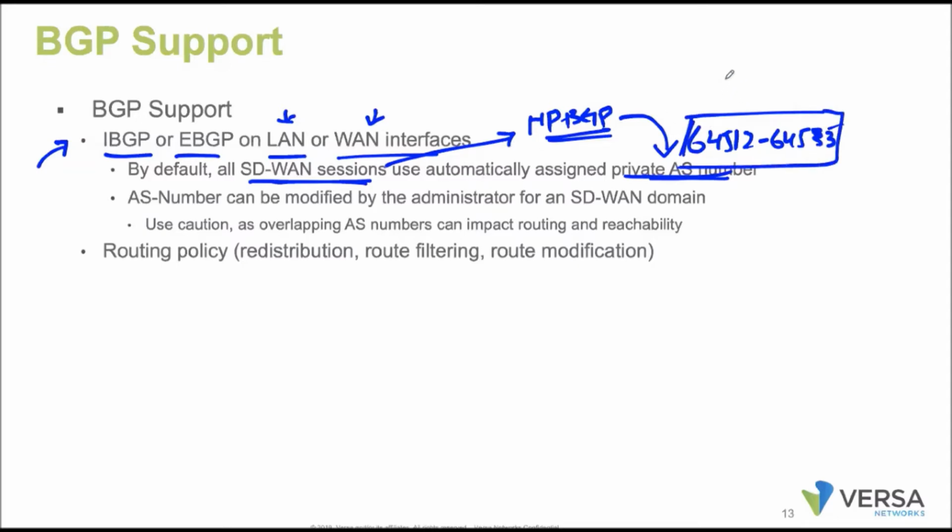If you require to change this AS number range, you are free to do that. By default it is available, but if you want to change it, you can change the AS numbers. AS numbers can be modified by the administrator for the SD-WAN domain. Of course, as we know, AS number overlapping should not happen, so that you are not going to impact the routing and the reachability.